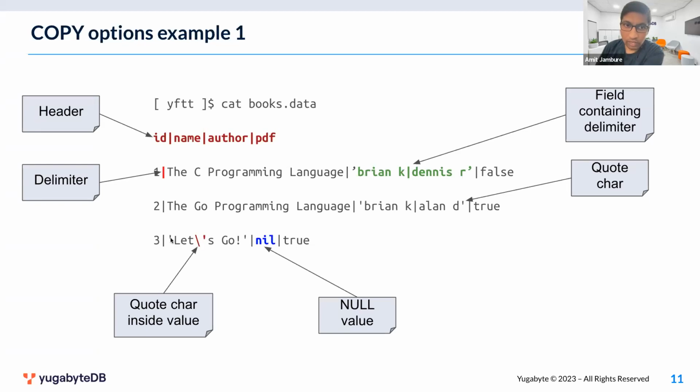Then here is an example where the quote character itself appears inside the value. In that case, we have escaped the quote character by using the backslash character. In some cases, one might also use the same single quote character in quick succession to represent the escaping. And here the null value is represented using the string nil. Some formats can use NULL to represent null, or they can simply have nothing between the two delimiters to represent null.